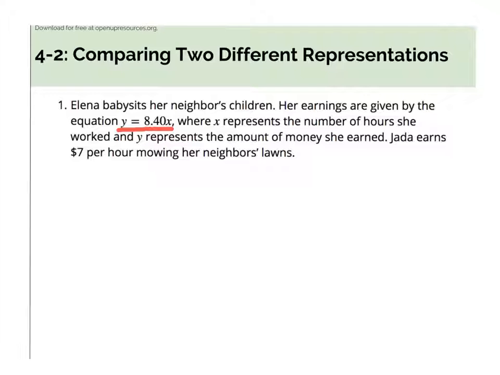Let's underline that. Where x represents the number of hours she worked and y represents the amount of money she earns. Jada, on the other hand, earned $7 per hour mowing her neighbor's lawn. I'm going to underline Elena as well because that's going to match with our equation, 8.4x. And then Jada earns that $7 per hour mowing. Take a few minutes to read A, B, and C and do your best to answer those questions. Then we'll go over it together. Feel free to work with a partner.